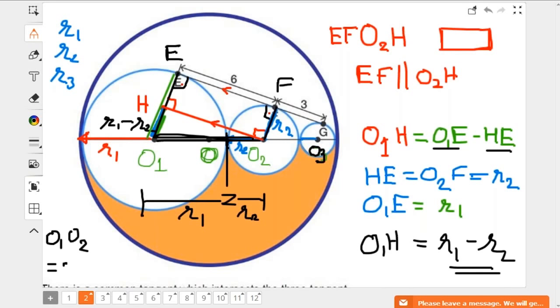O1Z is equal to what? O1Z plus O2Z, which is nothing but R1 plus R2. Take care, you have to do this very carefully. And this red line, can you see? O2H is the opposite side of this rectangle. This side is 6. Opposite to that you have O2H. Therefore, O2H is also 6 units.